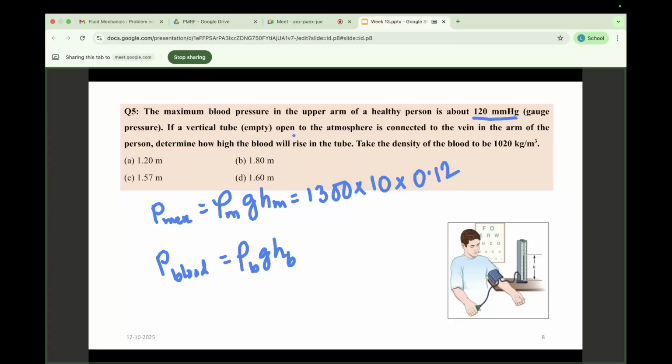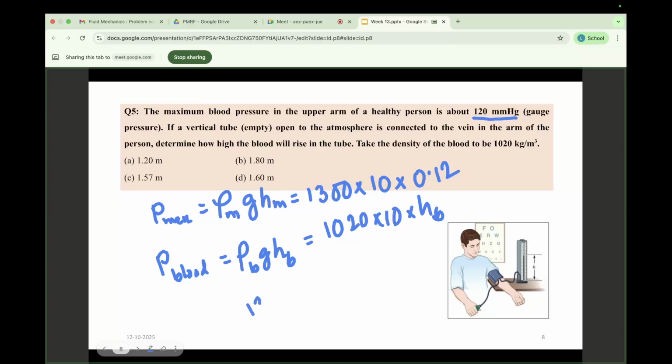And the question is that if this vertical tube is connected to the vein in the arm, that means it is in atmospheric condition. So for the blood, in that case it will be rho g h, rho of blood is given as 1020, and g is also 10. hb you need to find out from this question: the height the blood will rise in the tube. So I assume it as hb.